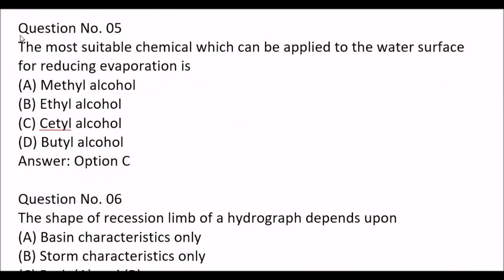Next question. The most suitable chemical which can be applied to the water surface for reducing evaporation is option A, methyl alcohol. Option B, ethyl alcohol. Option C, cetyl alcohol. Option D, butyl alcohol. Right answer is option C, cetyl alcohol.